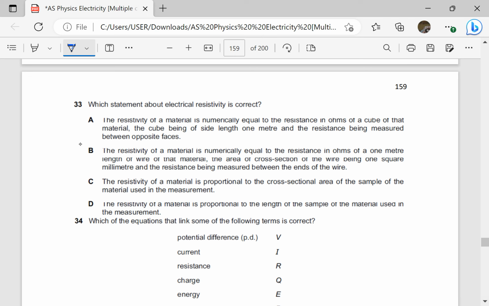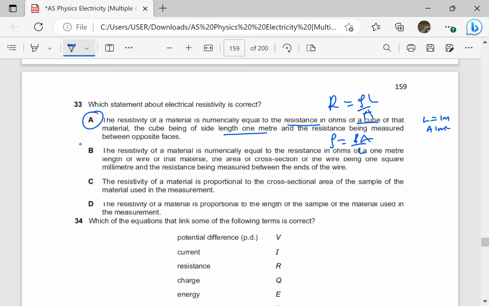Which statement about resistivity is correct? We know the resistance is equal to rho L over cross-sectional area, or resistivity is equal to R times A over length. The resistivity of a material is numerically equal to the resistance in ohms of a cube of the material, the cube being of side length 1 meter, where L is 1 meter and the area is also 1 meter squared, and the resistance being measured between opposite faces. So the answer is going to be A.